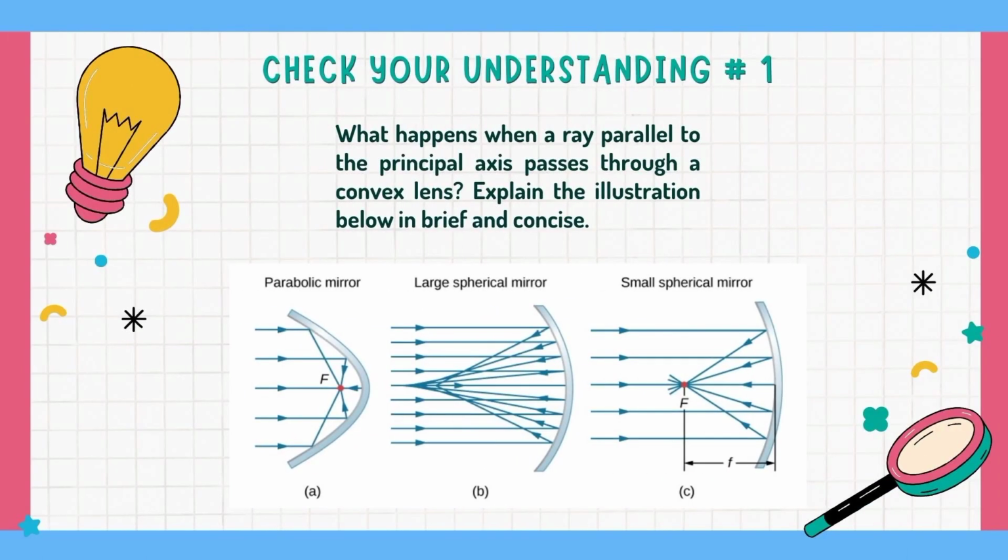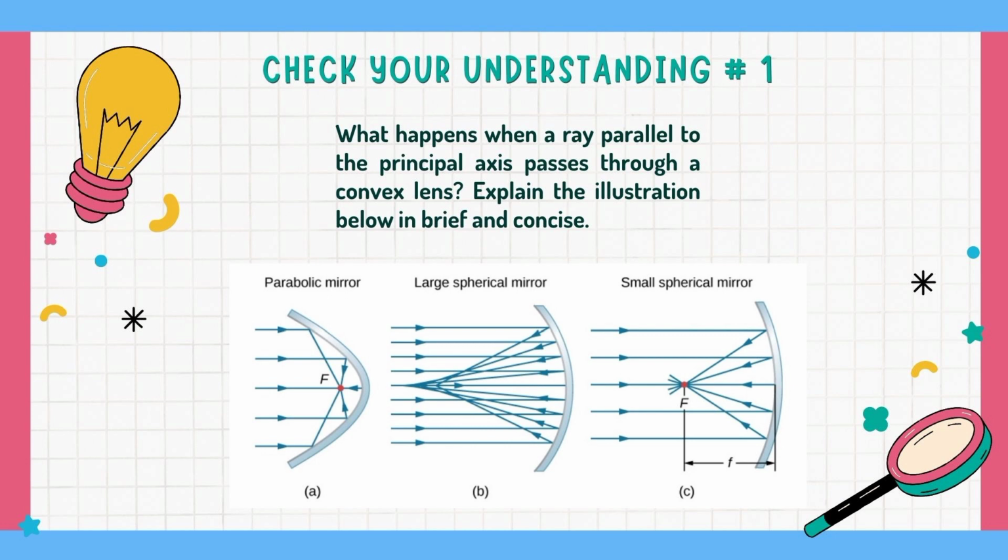Let's proceed to checking your understanding, or our understanding. This is number 1. What happens when a ray parallel to the principal axis passes through a convex lens? Explain the illustration below briefly and concisely. So as we remember, the convex lens is the lens that's facing outward.